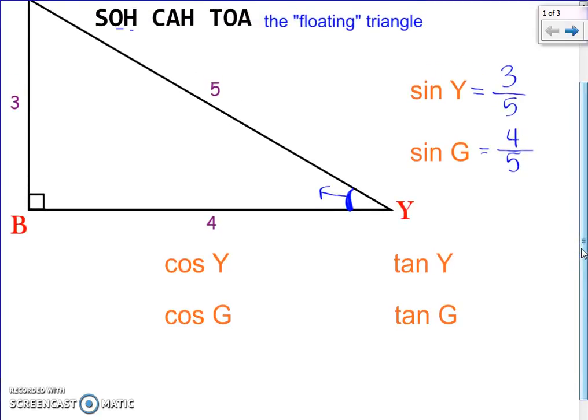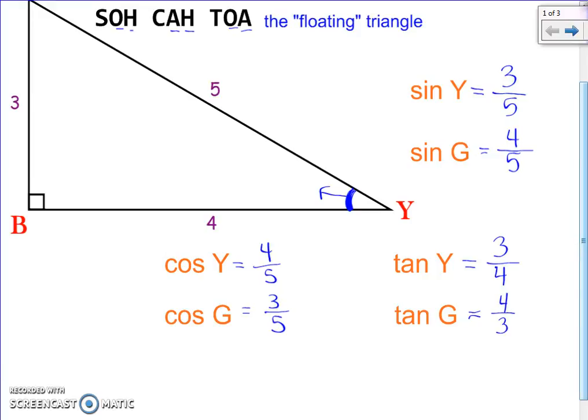What if we're looking at cosine of y? So cosine is adjacent over hypotenuse. So here's angle y. What's adjacent? 4 over hypotenuse. Angle G at the top, adjacent, 3 over 5. Okay, tangent, you told me, is opposite over adjacent. So tangent of y would be, and tangent of G, 4 over 3.